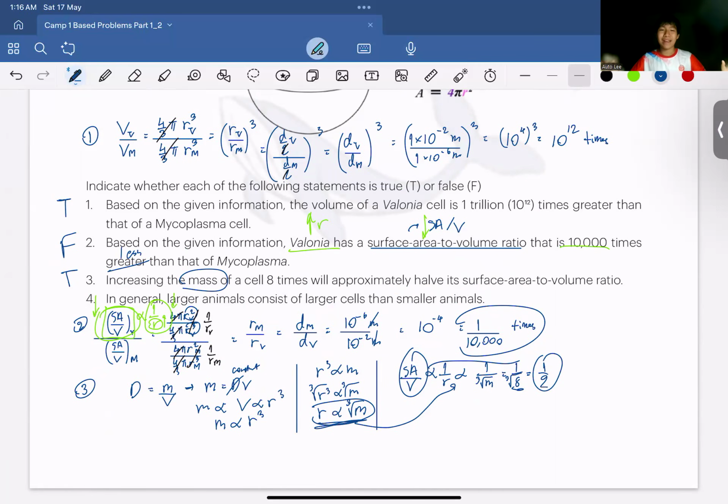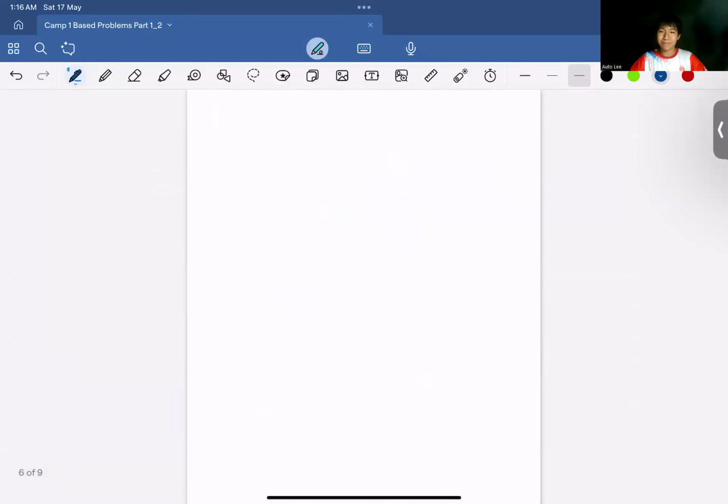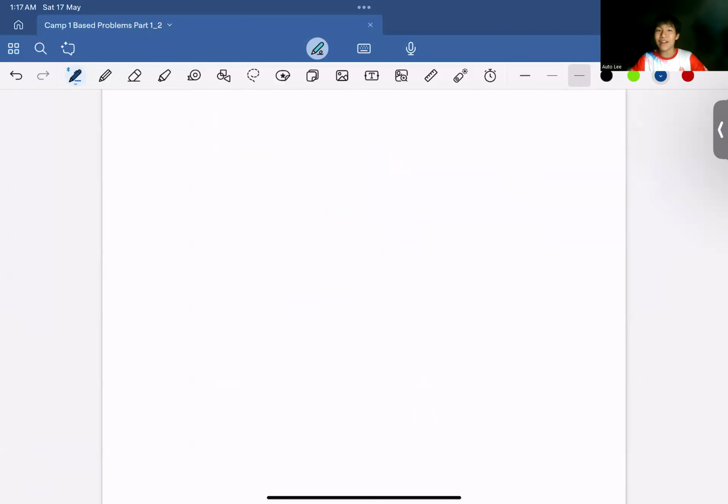Now let's move on to our last statement. Number four says, in general, larger animals consist of larger cells, compared to smaller animals. Before we go straight to answering, let's talk a bit more about this concept of surface area to volume ratio. This is very, very important.